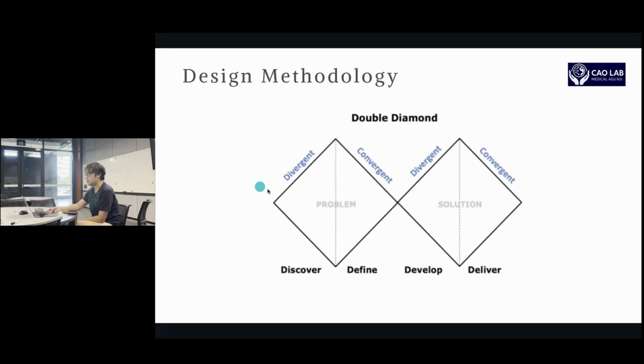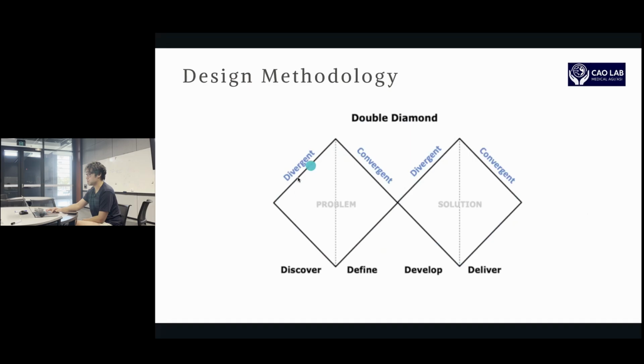Now, in terms of how this process works, right? It follows this design methodology called the double diamond, right? Which basically says that when you're dealing with the problem and when you're dealing with the solution, the way that you need to approach it is always that you expand the number of problems that you're looking at, and then you pick the best one. And it's the same with the solution. You expand the number of potential solutions you're looking at, and then you pick the best one.